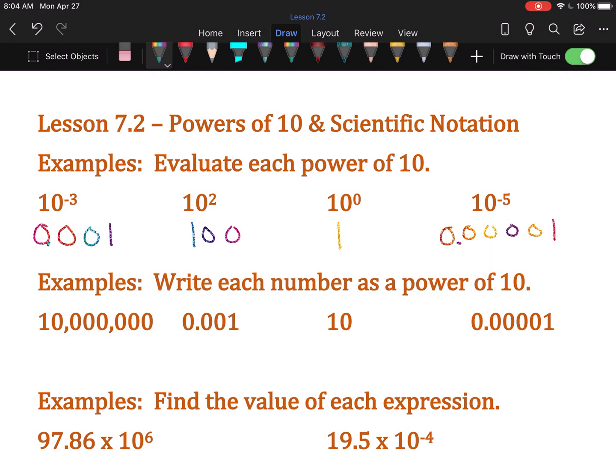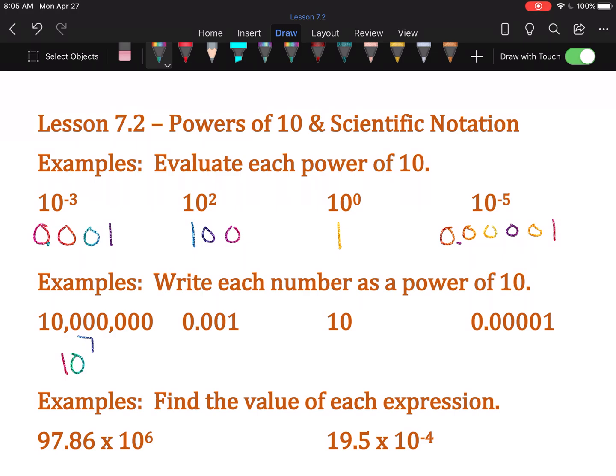Next set, write each number as a power of 10. Here we're just going to count up the number of zeros either before or after. So what we do is we count up the number of zeros. We determine if they are before or after the 1, and that tells us if we're positive or negative. So our first example here is 10 million. There are 7 zeros. They come after the 1, so that's a positive exponent. So 10 million is 10 to the 7th power.